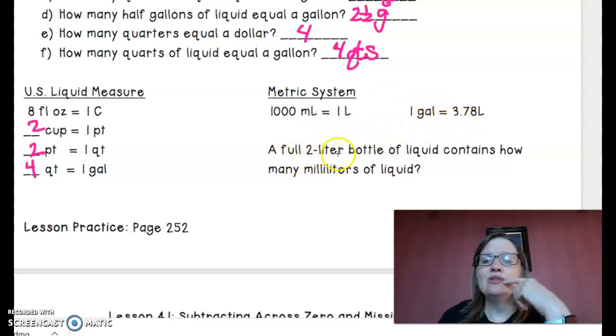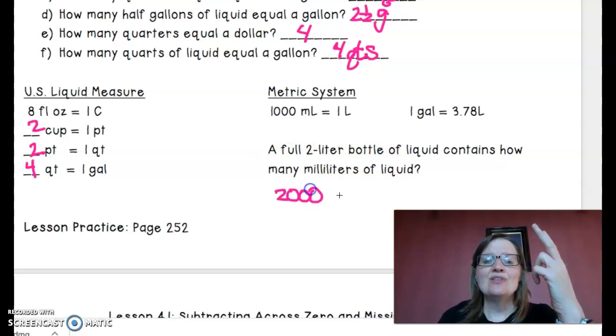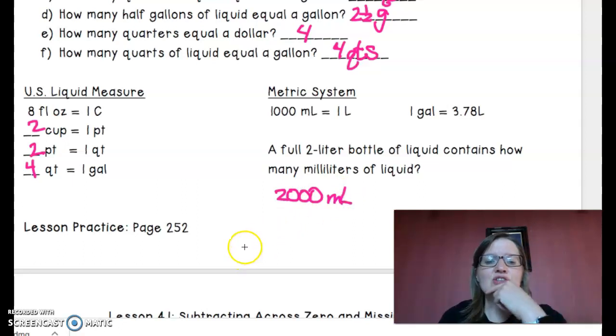So a full 2-liter bottle of liquid contains how many milliliters of liquid? If we have 2 liters, it's going to be 2,000. It's a little m and a big L, and that gives us 2,000 milliliters.